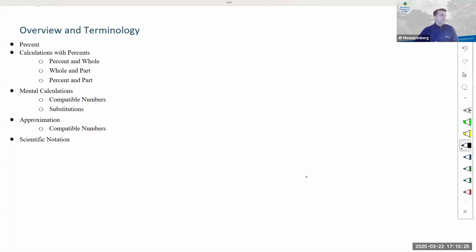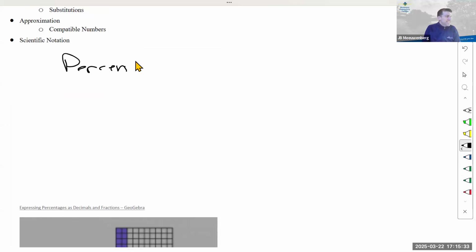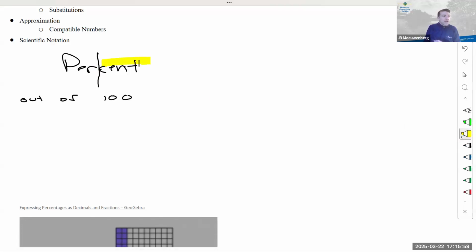The word percent, if we write it, P-E-R-C-E-N-T, and you just stare at it for a moment, you start to notice that it can really be broken up into two parts, per and cent. And what does that mean? It comes from the Latin word per centum, which literally means out of 100.